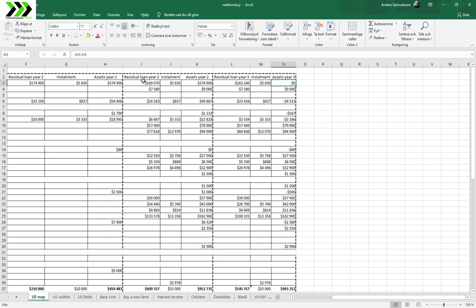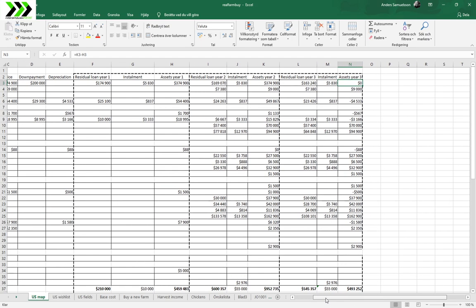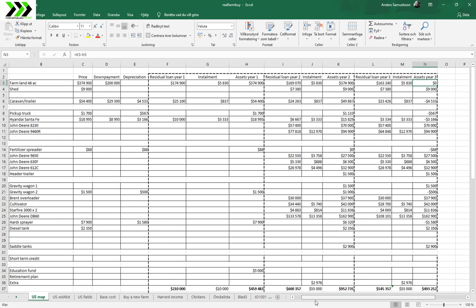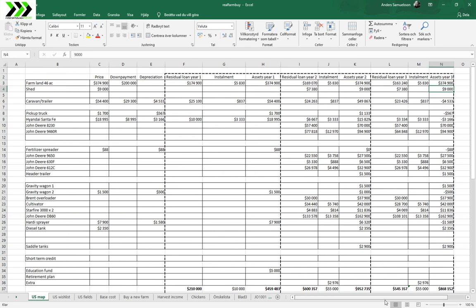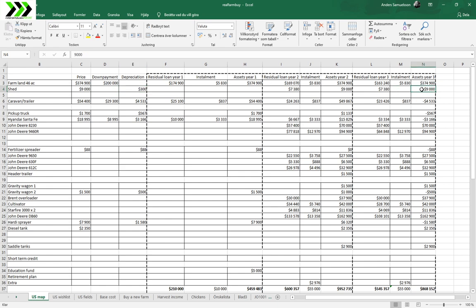Our farmland doesn't really depreciate, so that just equals that. Next thing is the shed. I think that should depreciate over maybe 30 years. Equals this minus that. And the same with this one, it should be that minus this. Caravan trade, do we really repay that fast? Seems fast, okay. And then we have the pickup truck, and that depreciates a lot.